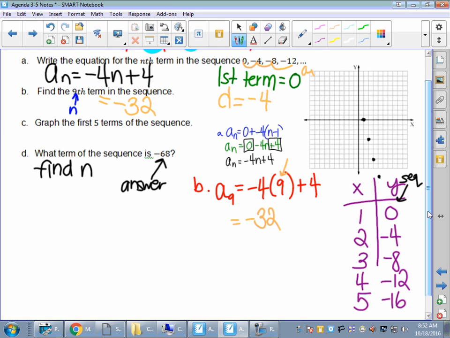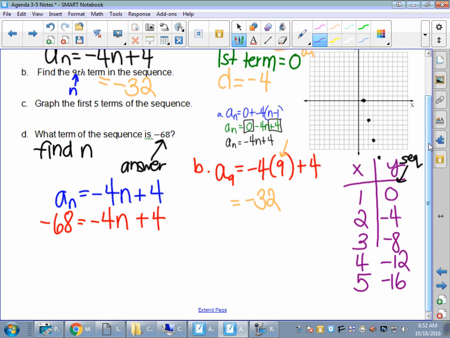So we know the answer is negative 68. So here's the equation we wrote for letter A. Negative 4n plus 4. We know the answer is negative 68. We want to find n. What term, the nth term, is what we want to find. So now we've got ourselves an equation to solve. You know how to solve these. We just did these. We've been doing them all along.